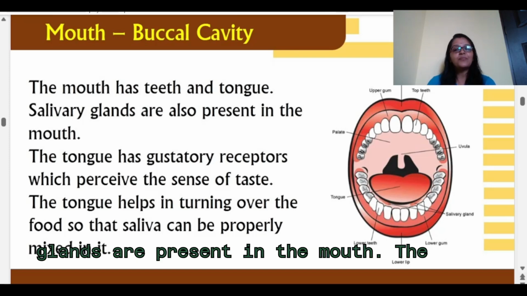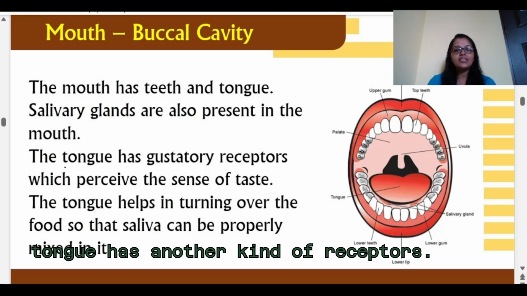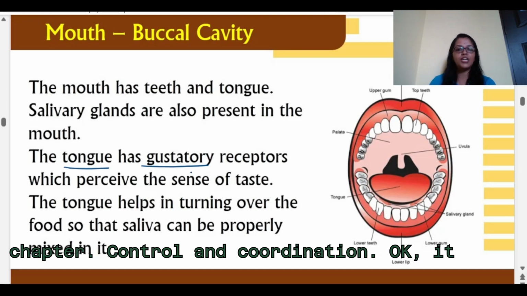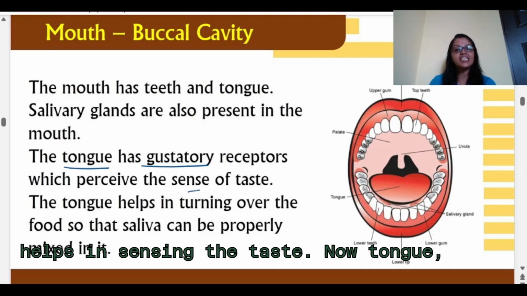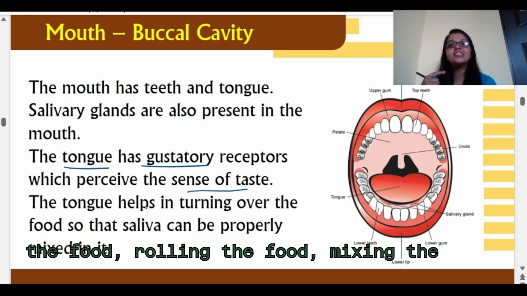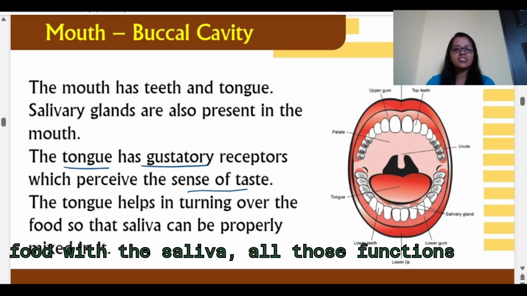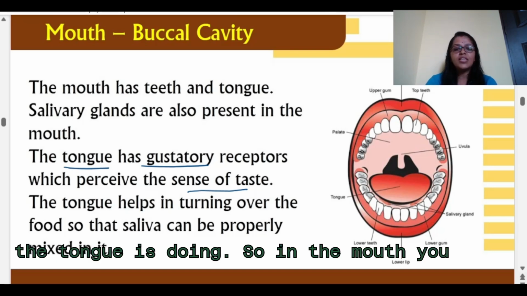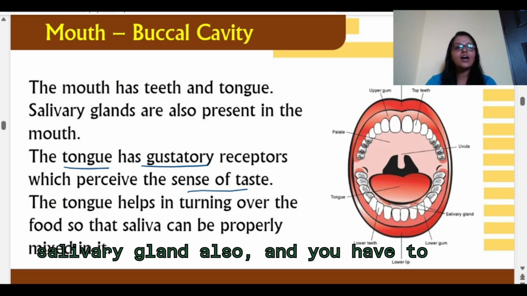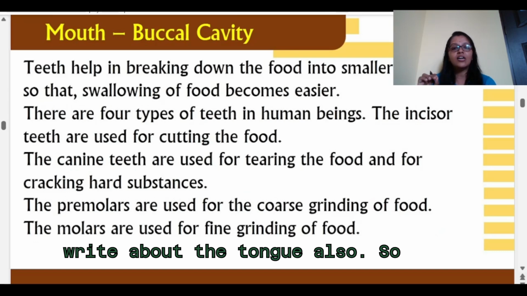So salivary glands are present in the mouth. The tongue has another kind of receptors, the gustatory receptors. I'll be telling you more about them in the next chapter, control and coordination. It helps in sensing the taste. Now tongue, what does it do? It helps in turning over the food, rolling the food, mixing the food with the saliva. All those functions the tongue is doing. So in the mouth you have to write about all. Teeth also, salivary gland also, and you have to write about the tongue also.